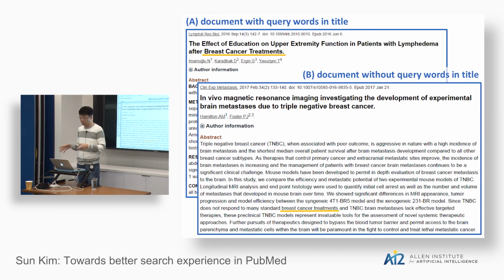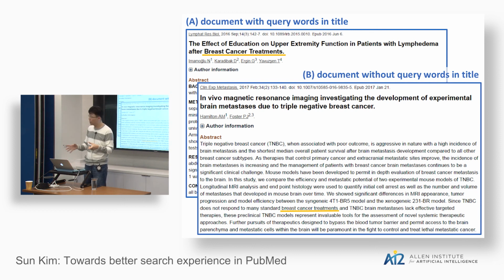So let's say we use a phrase as a query. And the query here is breast cancer treatment, the same sort of experiment example. In this document, there are two different ones. One is the document with the query words in title, and the other is a document without query words in title. If you just skim through it, just based on these titles, we know that document A is more relevant to the query breast cancer treatments than document B.